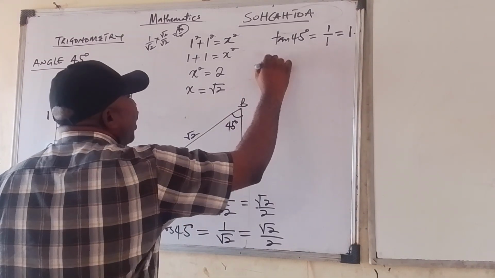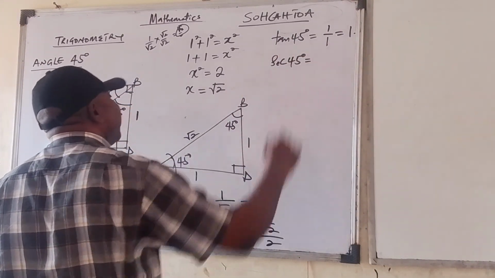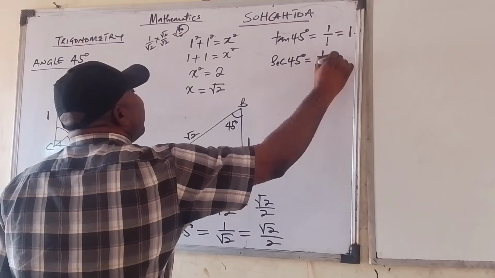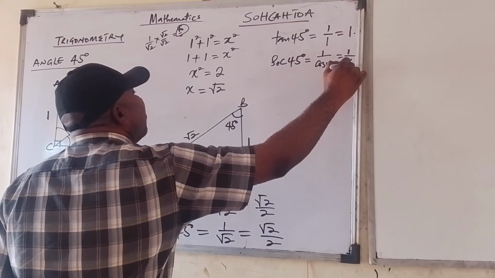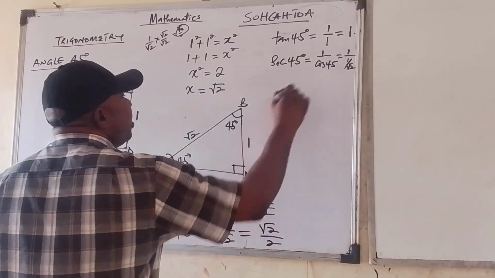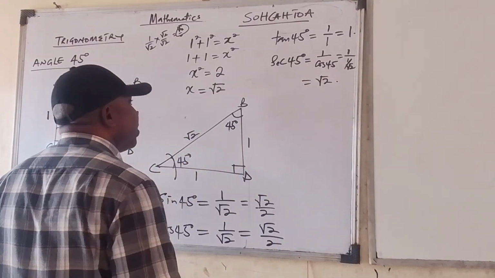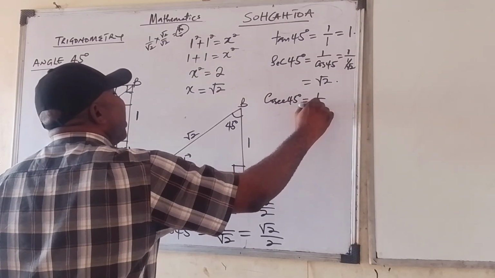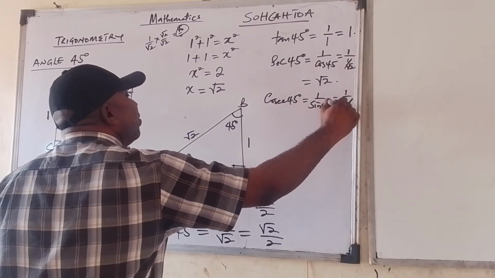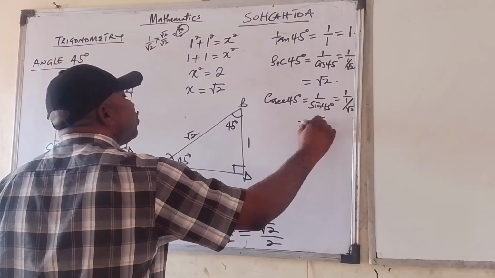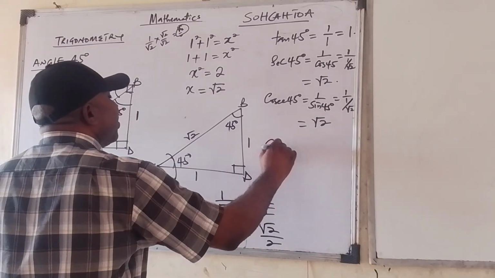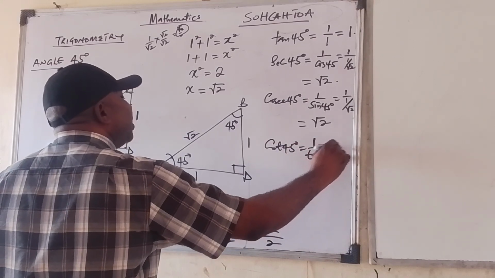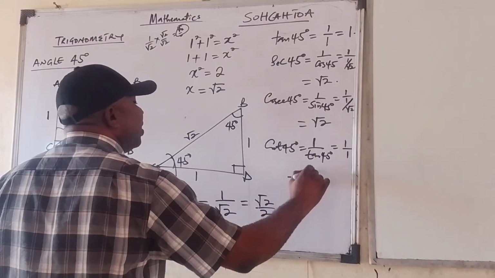Now let's see sec 45. Sec is 1 all over cos, so it will be 1 all over cos 45. That will give us 1 all over 1 over root 2, which gives us root 2. Now let's see cosec 45 degrees, which is 1 all over sine 45 degrees. That's 1 over 1 over root 2, so that will also give us root 2. Now let's see cot 45 degrees, which is 1 all over tan 45 degrees. That will be 1 all over 1, so 1 over 1 is equal to 1.